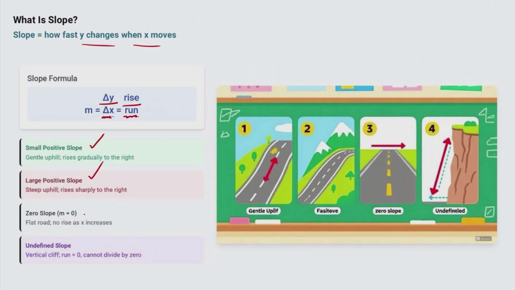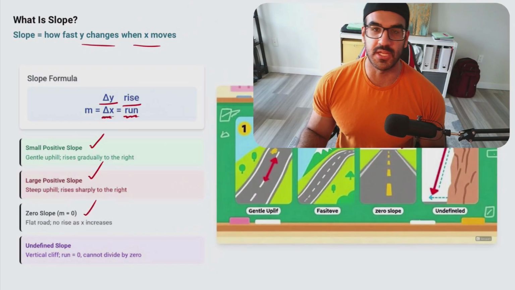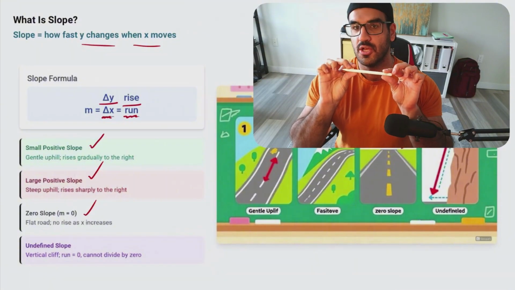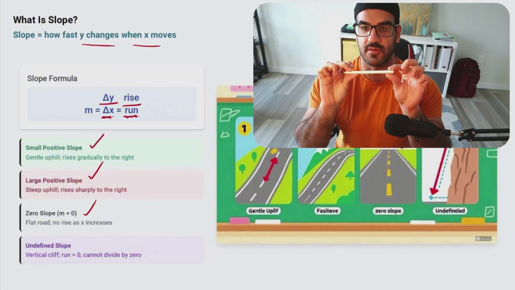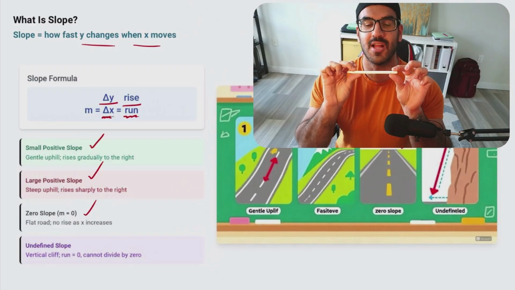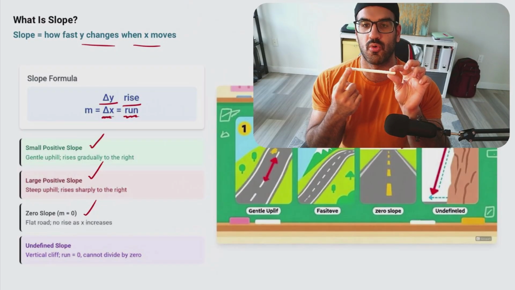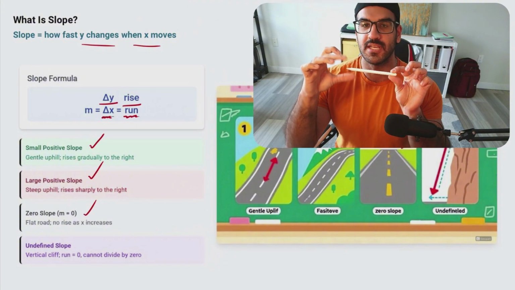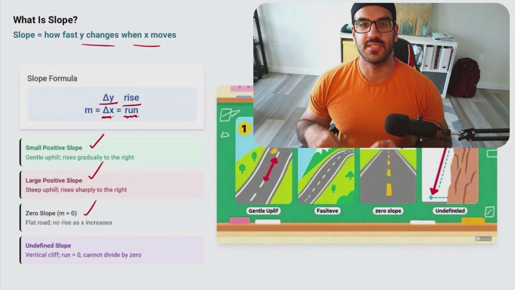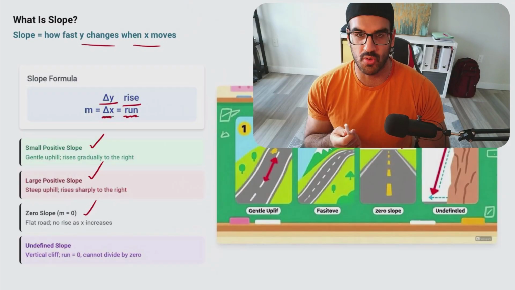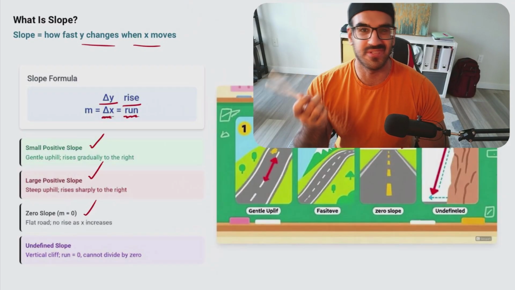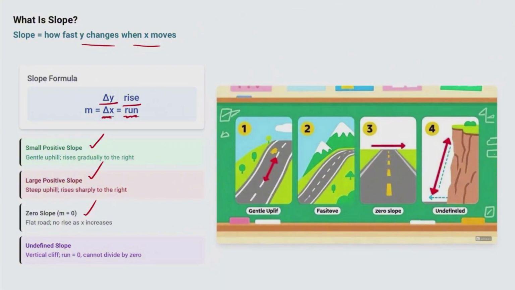After that, we have the zero slope. So what does that mean? Imagine that you have only a line. In this line, no matter how much I'm moving forward or backward, my y is not changing at all. It means that I have a zero slope. So the slope definition doesn't mean much over here. Right now, we have a flat road, like this third one. We have a flat road and no rise as x increases.